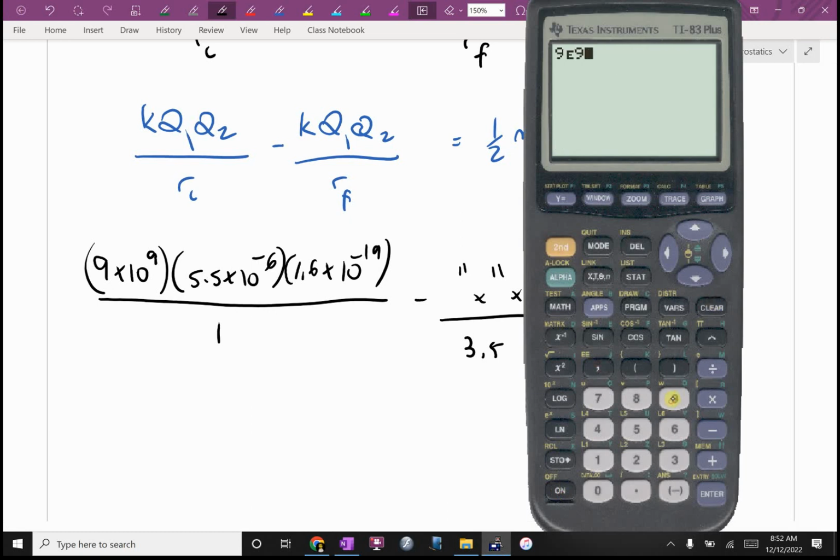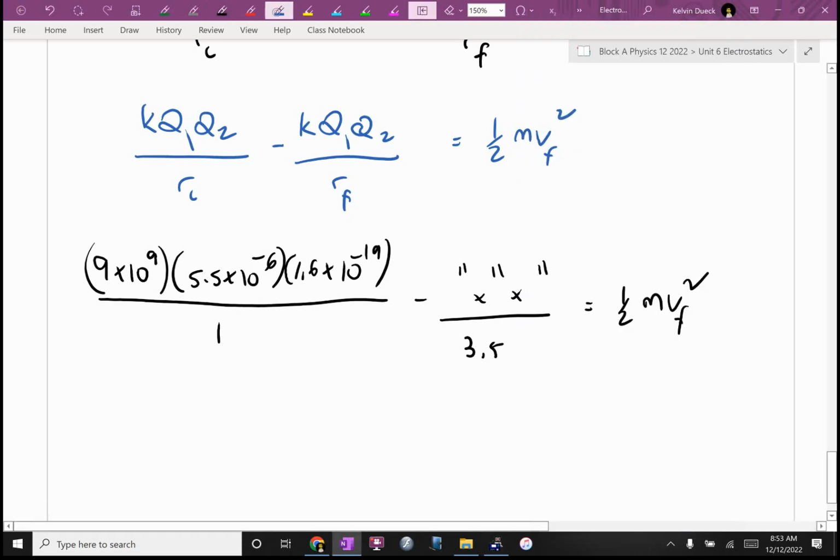9 times 10 to the 9th times 5.5 times 10 to negative 6. It's a proton. 1.6 times 10 to negative 19. I'm going to write the divided by 1. I know I don't need to, but I'm going to go backspace and stick it in for the second term anyways. But don't be yelling at me, Mr. Duick's dividing by 1 on his calculator. I know. Is the first term 7.92 times 10 to negative 15? No? Yes?